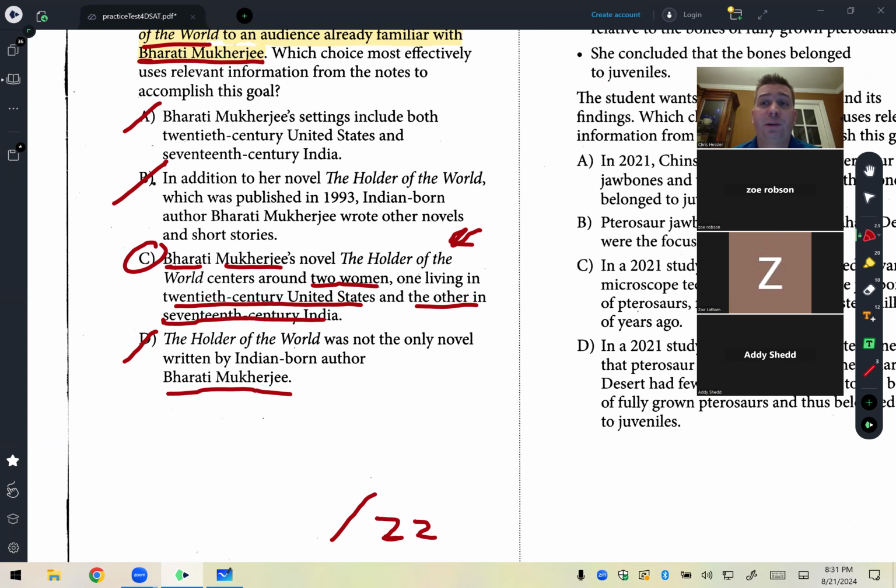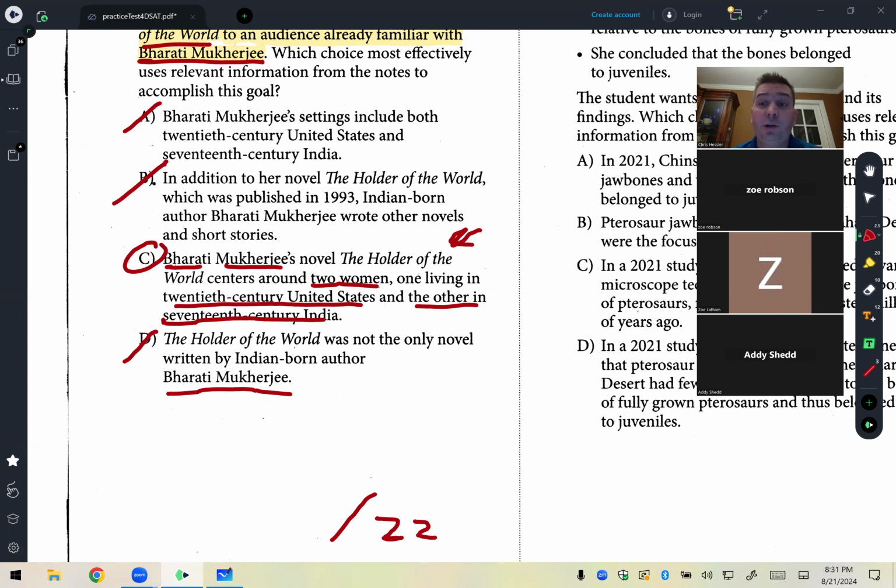Eat a good breakfast. I'm not joking. That could make the difference. It really, really could. So eat a good breakfast. Stick to your routine. Don't stay up late the night before. Don't break up with your significant other the night before the test. Just trying to think what could go wrong. That sort of thing.